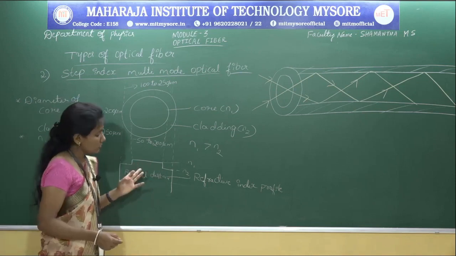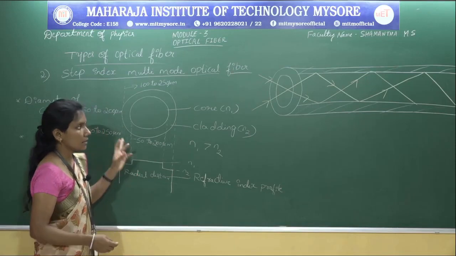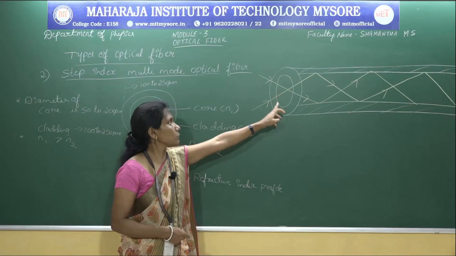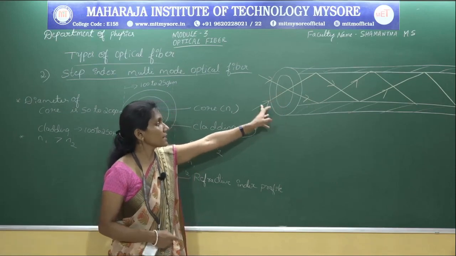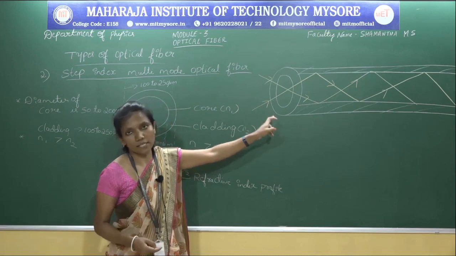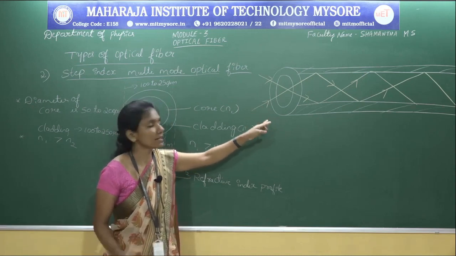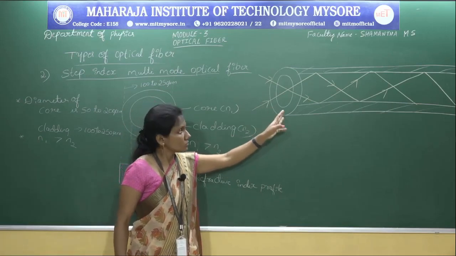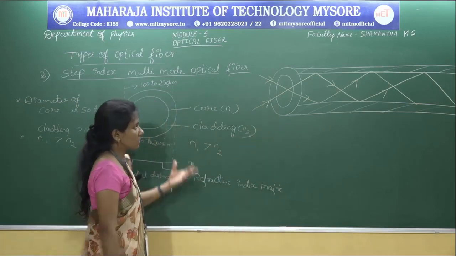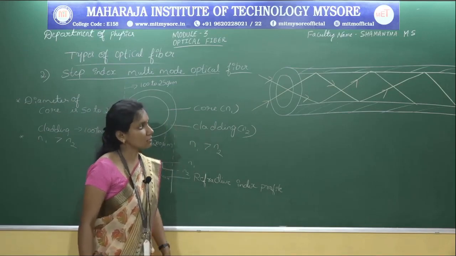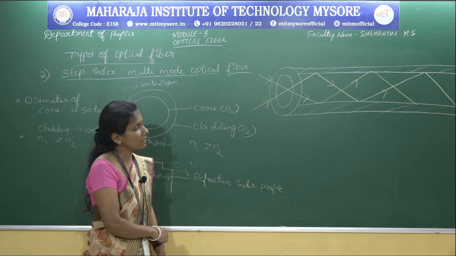Here the diameter is bigger compared to the single mode optical fiber. That's why multiple rays travel inside the optical fiber, so more than one ray can travel inside, due to the core diameter being larger compared to the first type of optical fiber.